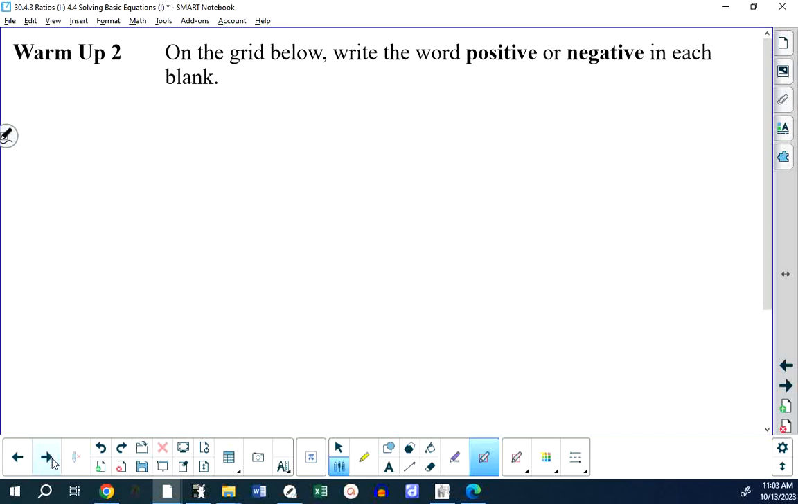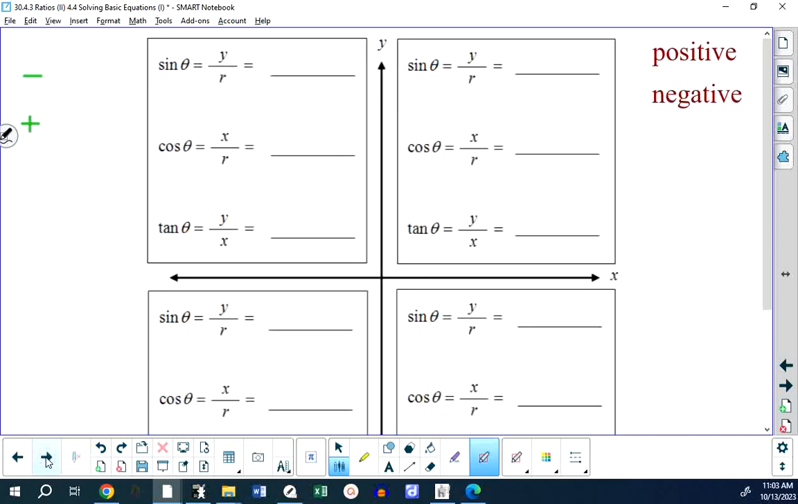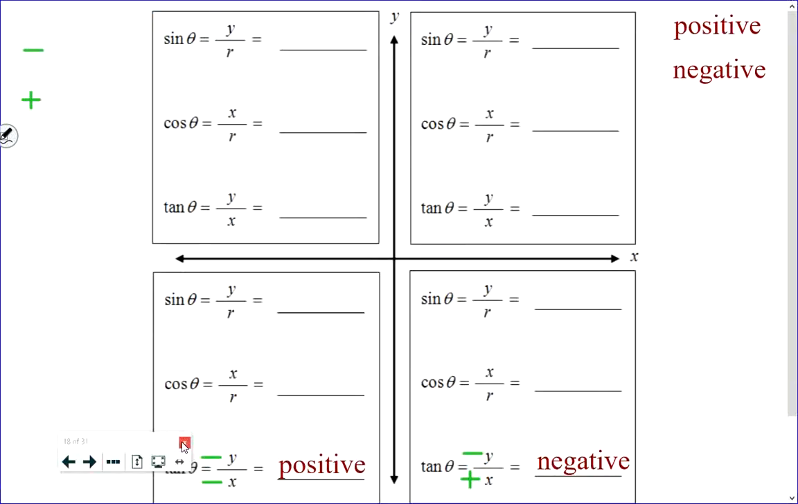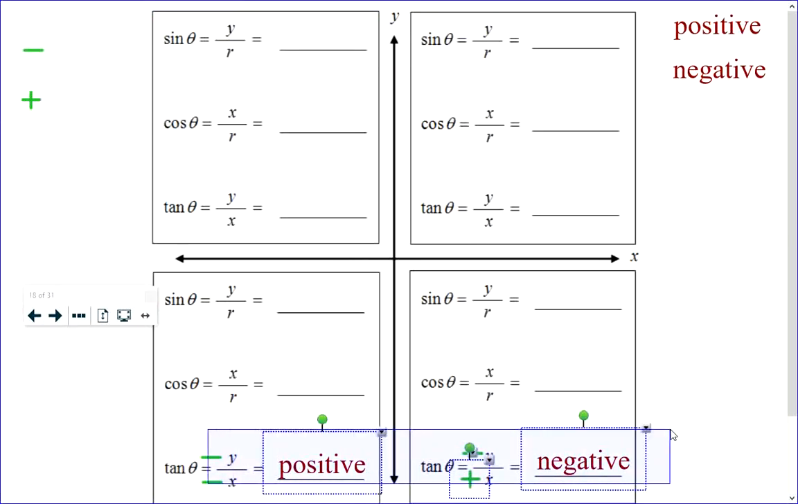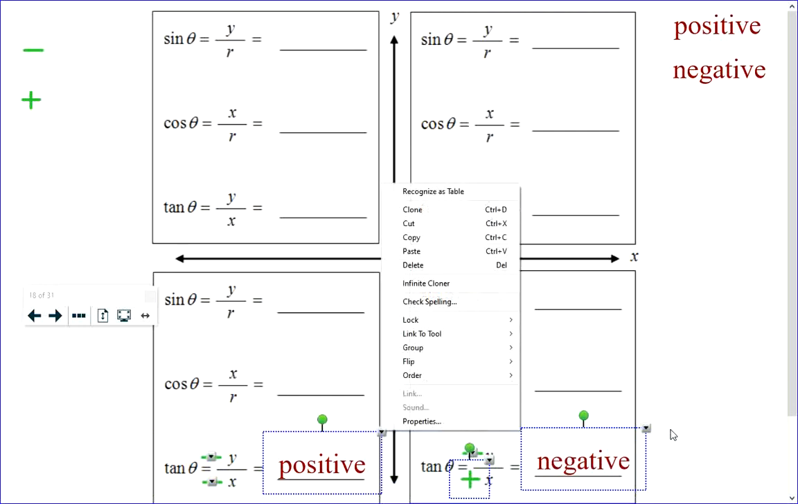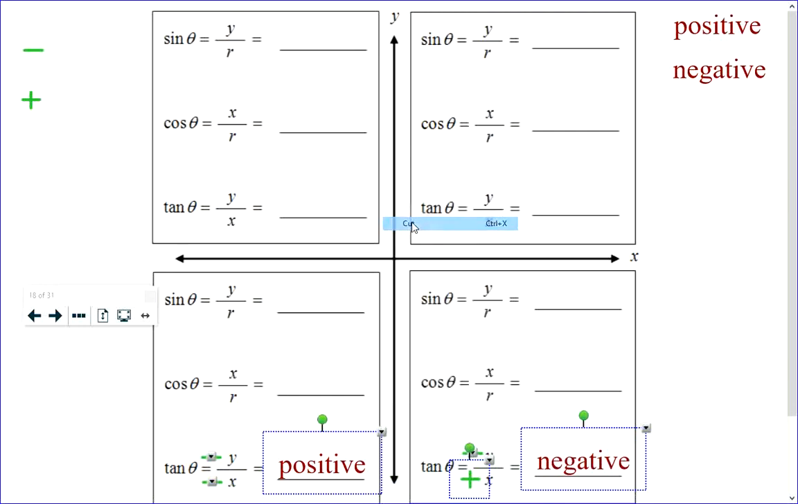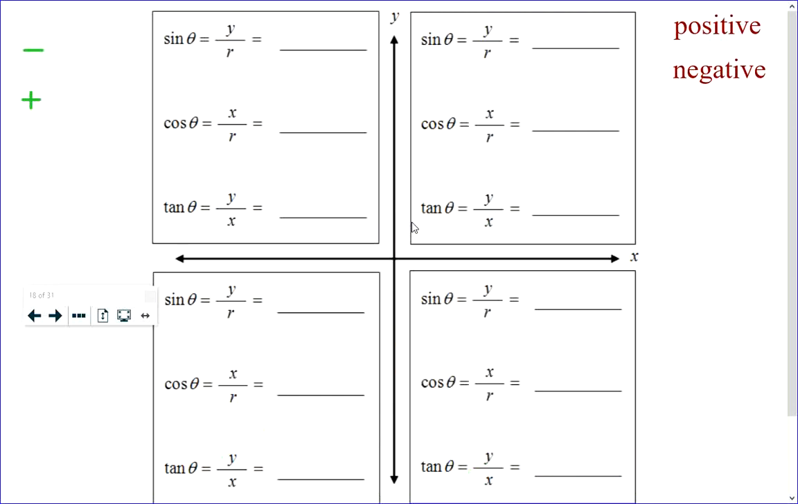Warm-up number 2. On the grid below, put positive or negative in each blank. I always hesitate in going through this. I really do, but it seems every semester there are a couple of students that require this in order for them to be successful. So I don't want to leave anybody behind here. Let me just go through what it is we're doing, and then I'll explain why we're doing it.